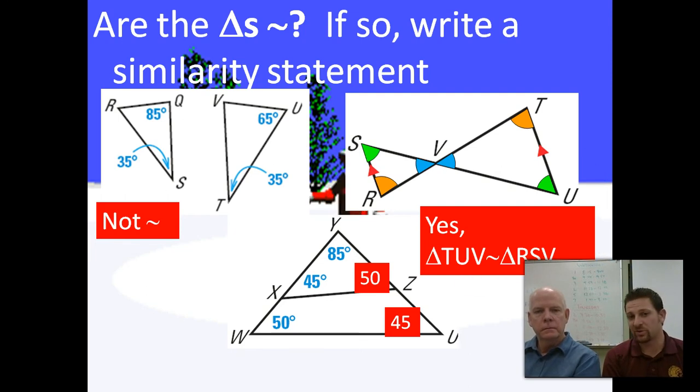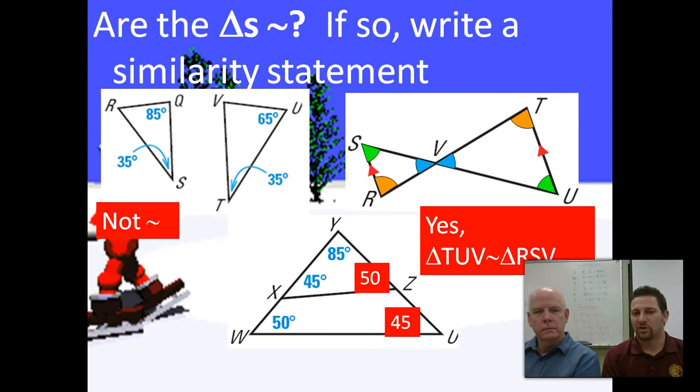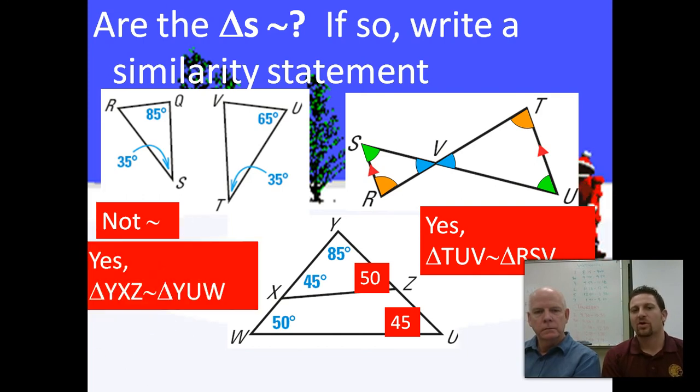And so would these be similar? Yeah, because if you look at it, you can make the similarity statement of triangle YXZ is congruent to, or not congruent, similar to triangle YUW, because Y is 85 for both, X is 45 and U is 45, and W and Z are both 50. So just pay close attention to the information. Don't always just look at the drawing and make a snap decision, guys. Do the math first.